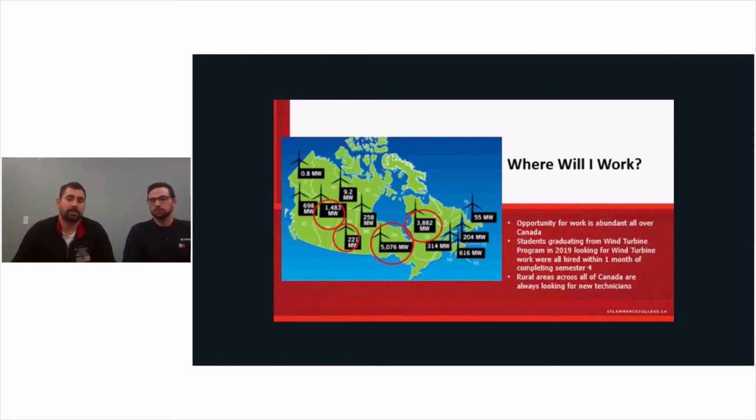Saskatchewan and Alberta I have circled as well. Those two provinces have a lot of development going on right now. They're going to be almost doubling their outputs in the next 1 to 3 years. So if you're looking to be a project technician, that would be more of the route you'd want to go. That being said, you have an opportunity to go pretty much any province or territory you want. Within reason, you can go anywhere.